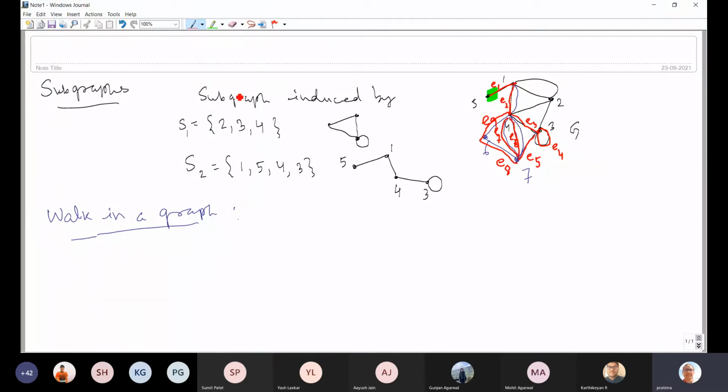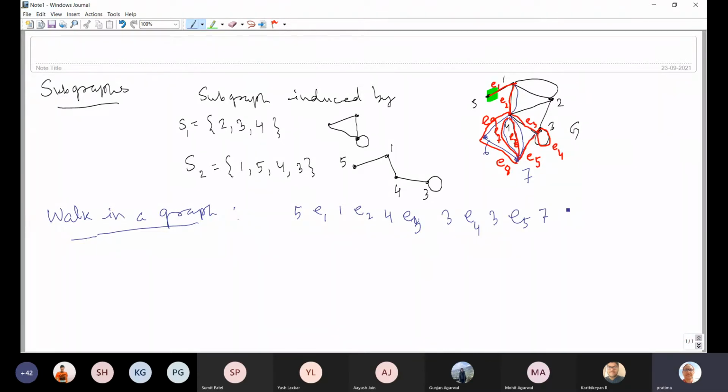So see, look how I have traveled, how I have traversed this walk. Say, I had started at this vertex 5. I have moved along this edge E1. I arrived at vertex 1. Then I have taken E2. Then I have arrived at vertex 4. Then moved along this E3. Arrived at vertex 3. Then I have taken this self loop E4, and again I arrived at the same vertex 3.